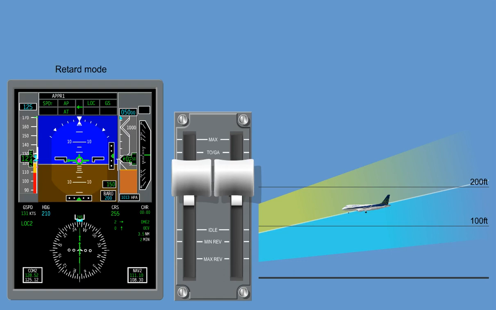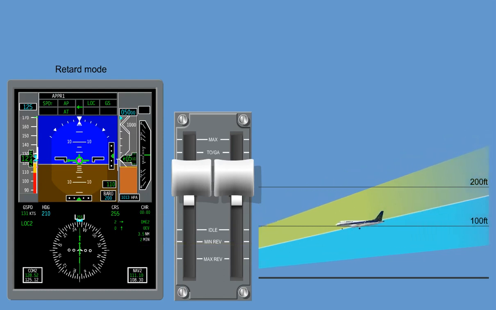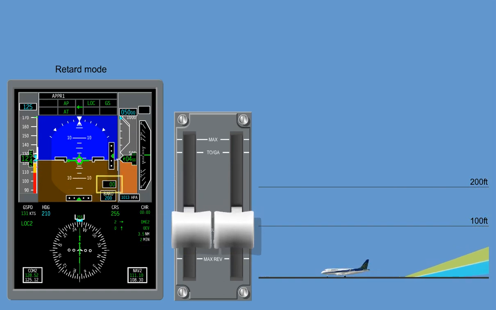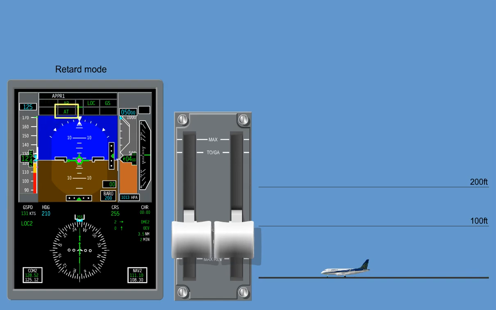Retard mode. The retard mode provides the retard of thrust levers to the idle thrust position during airplane flare on landing. Retard mode activates based on radio altitude valid and less than 30 feet and the airplane in landing configuration. Once the airplane touches down, the autothrottle automatically disengages.